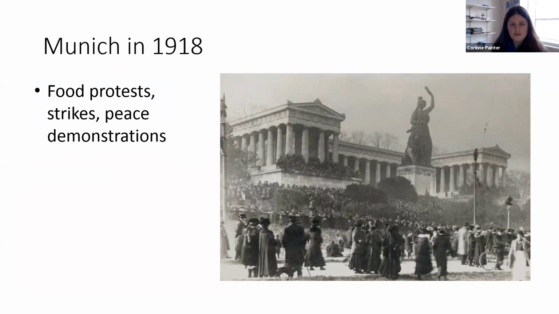Munich had also been really badly affected with inflation. So people were struggling to afford their rent. They were struggling to afford to heat their homes. The people were losing their work. So it was a real sense of struggle at this moment.